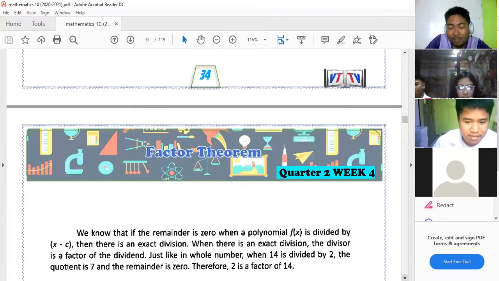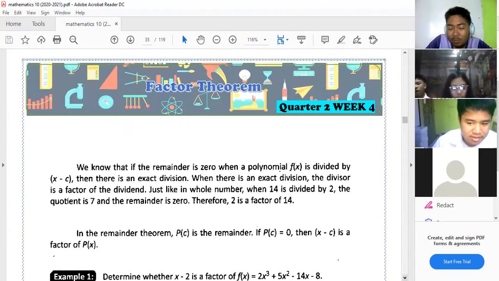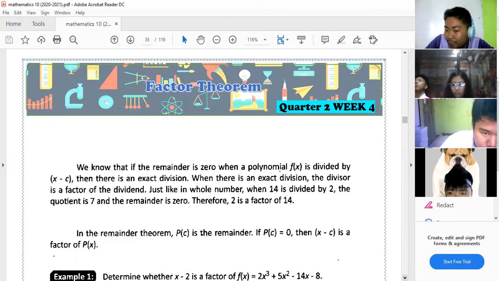Dito naman tayo ngayon kay factor theorem. We all know that if the remainder is 0, then the polynomial f of x divided by x minus c has an exact division. Ibig sabihin, kung nag-0 si remainder, it is a perfect divisor, divisible siya kay divisor. When there is an exact division, the divisor is a factor of the dividend. Basta kapag nag-0 yan, it is a factor of the dividend.